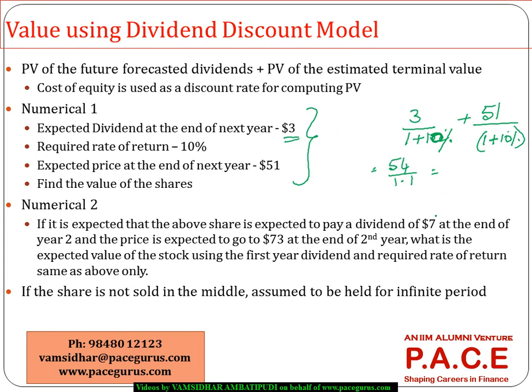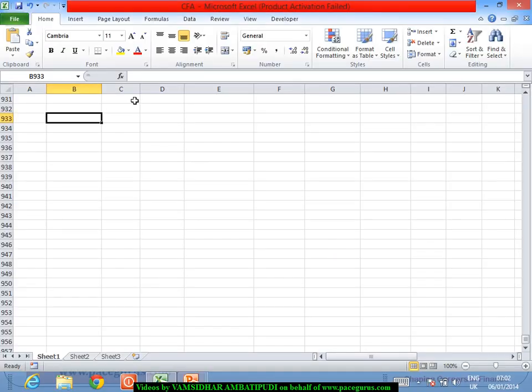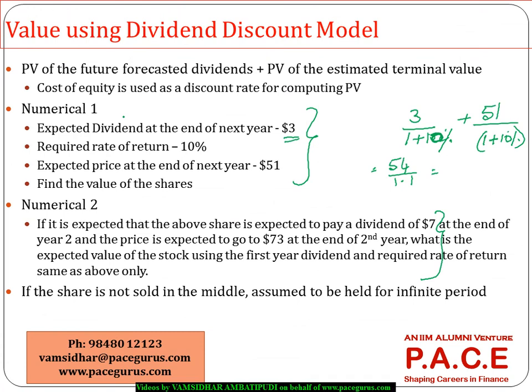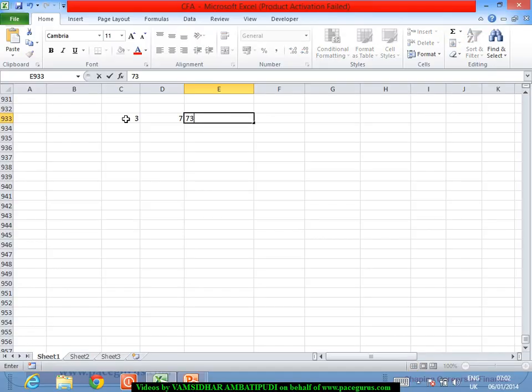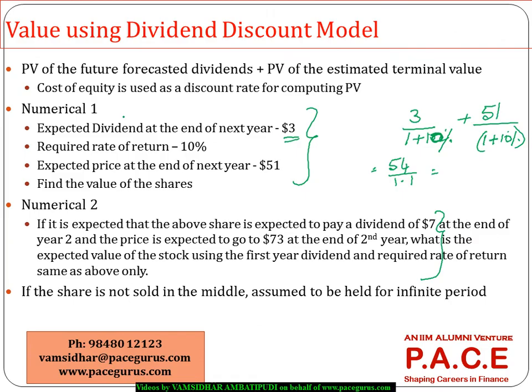Now let's look at the next one. If it is expected that the above share will pay a dividend of 7 at the end of year 2. So at the end of year 1, it will pay me 3. Year 2, it is expected to pay 7. And the price is expected to go to 73 at the end of the second year. That is also at the end of the second year.